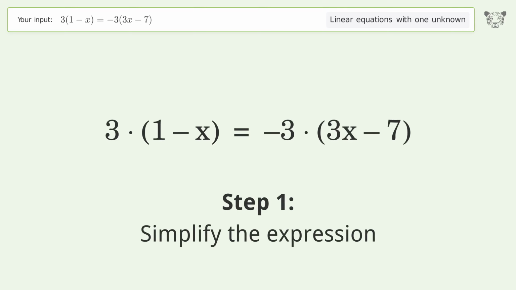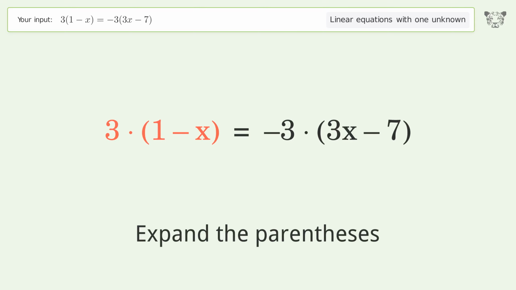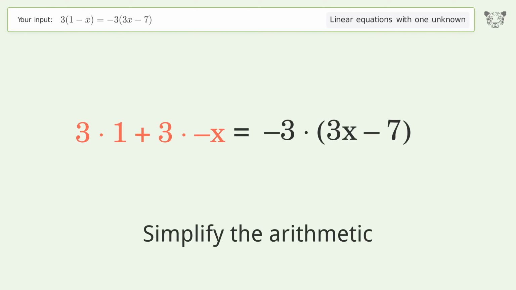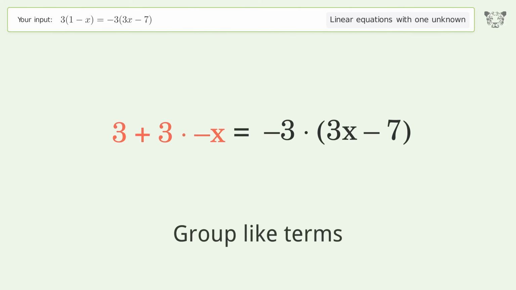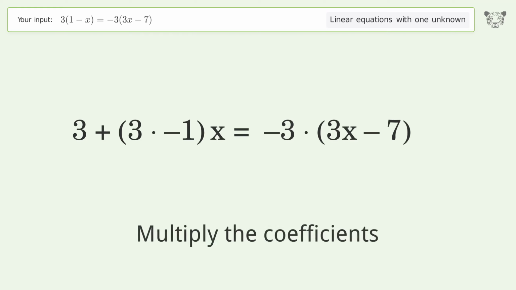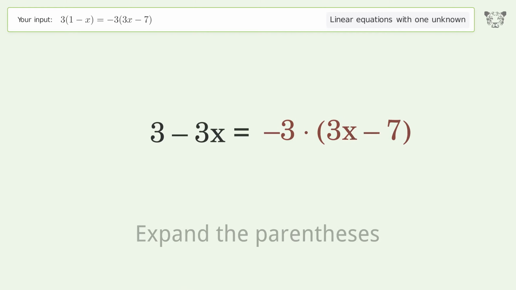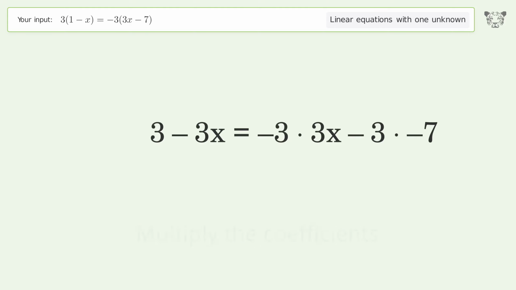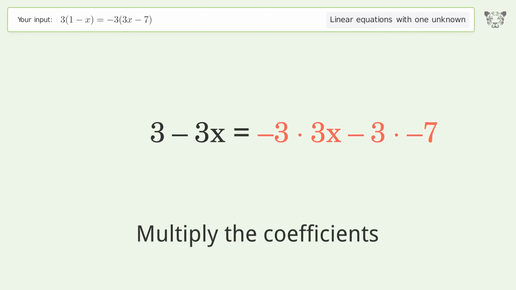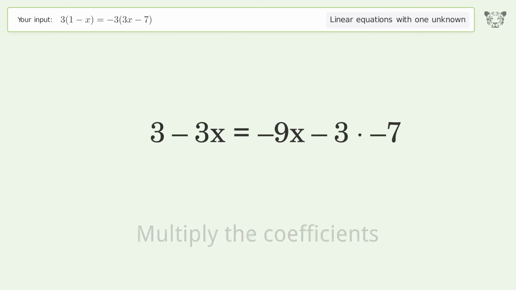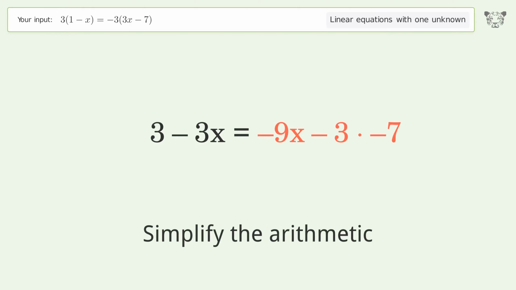Simplify the expression. Expand the parentheses. Simplify the arithmetic. Group like terms. Multiply the coefficients. Expand the parentheses. Multiply the coefficients. Simplify the arithmetic.